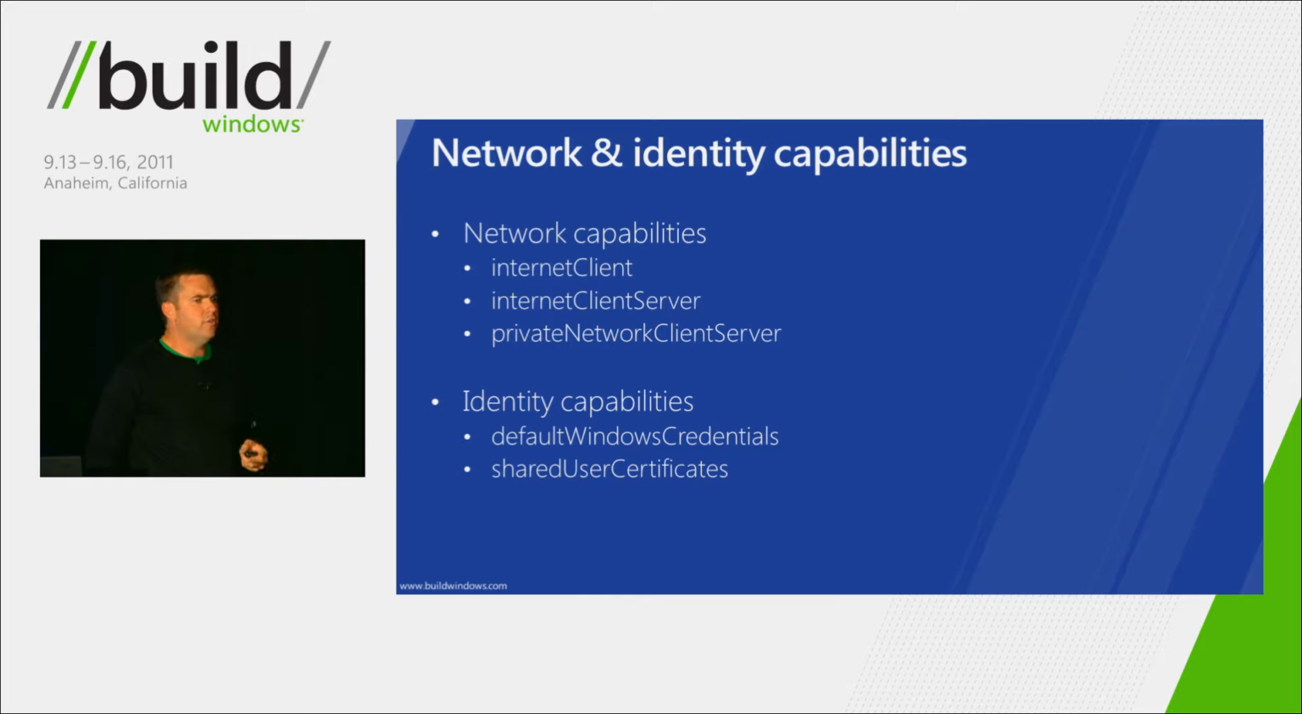Internet client server is for inbound unsolicited connections for like peer-to-peer scenarios, while private network client server is more for corporate intranet scenarios. Identity capabilities allow access to credentials and certificates, but they're primarily used by enterprise applications.